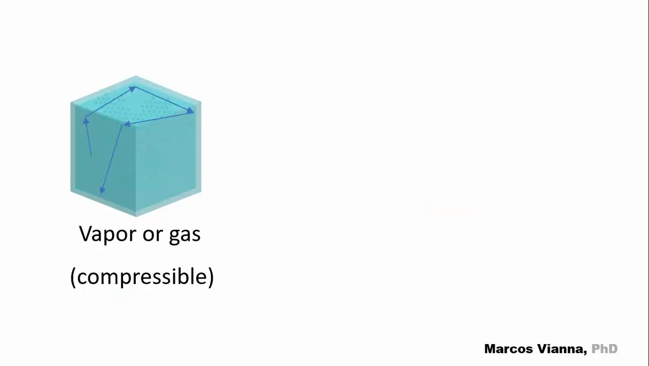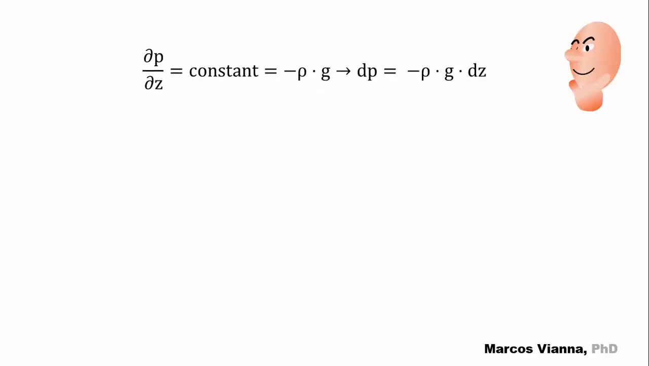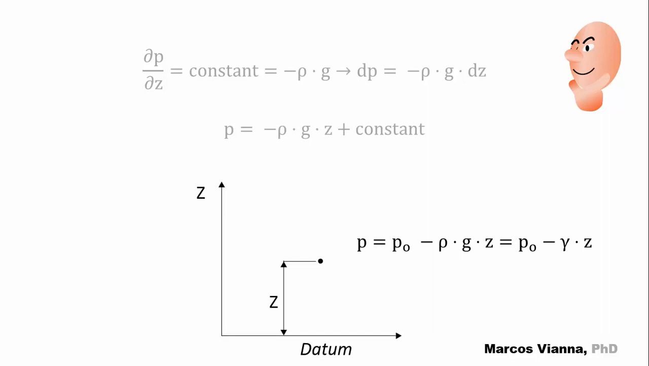Gases, or vapors, by their own nature are compressible. And we live immersed in the atmosphere, which is formed by compressible gases. So there is no escape. We must know what happens to them. We saw that when the fluid is incompressible, ρ is constant and the integration is simple. These are the results of the integration.